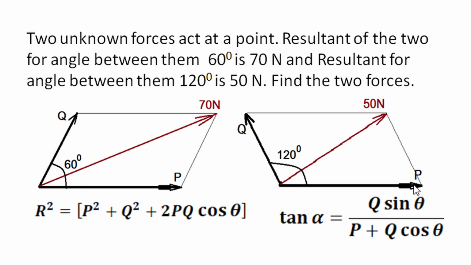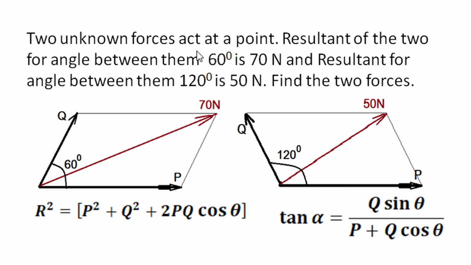And for the same forces P and Q, when the angle between the two changes to 120 degrees, the resultant magnitude becomes 50 Newton. We have to find out the two forces' magnitudes P and Q. Now we have been given the resultant magnitude for two conditions with angle theta, and P and Q are two unknowns. So from this relation of the magnitude of the resultant, we can find two mathematical identities in P and Q, and when we solve those two identities, we can find the magnitudes of P and Q.